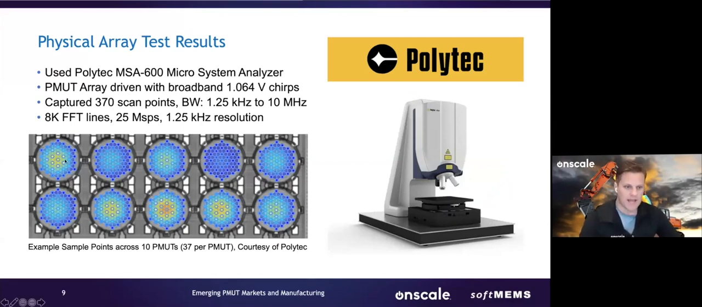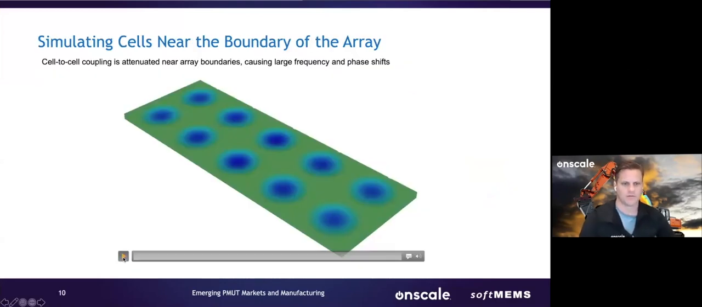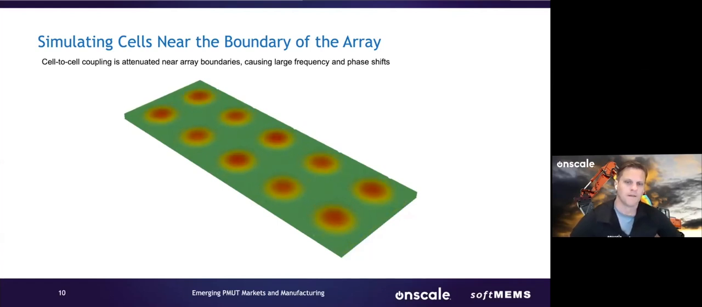And this was about the edge effects of a PMUT array. As the cells get closer and closer to the edge of the array, you'll start to see some effects that can be measured directly with a Polytech laser vibrometer and can also be simulated with OnScale. So I'll show you the results of that simulation, and then our Polytech friends will actually show you the experimental data that they collected. And you'll see that they're very similar in terms of the response.